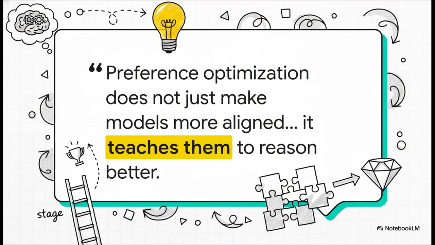And this is the key insight for this entire stage, so it's worth repeating. This process isn't just about making the model more polite or safe. By constantly showing it examples of superior logic, preference optimization fundamentally improves the model's ability to actually reason.